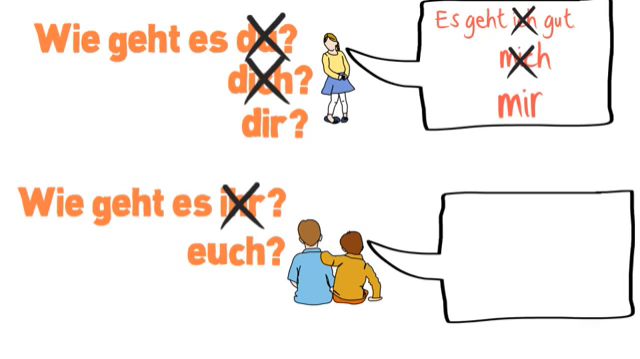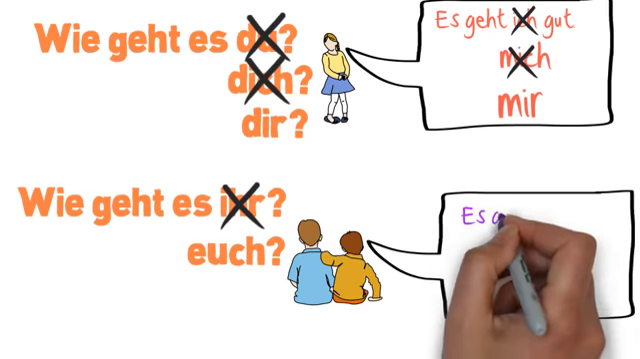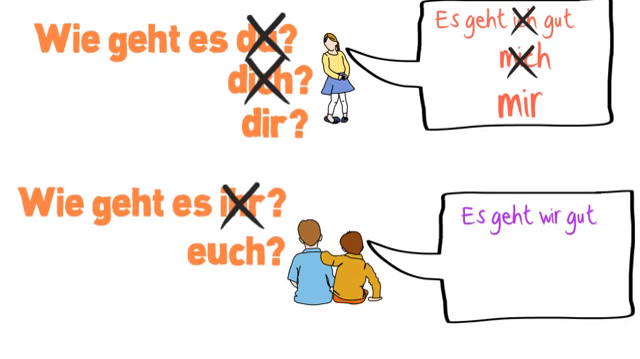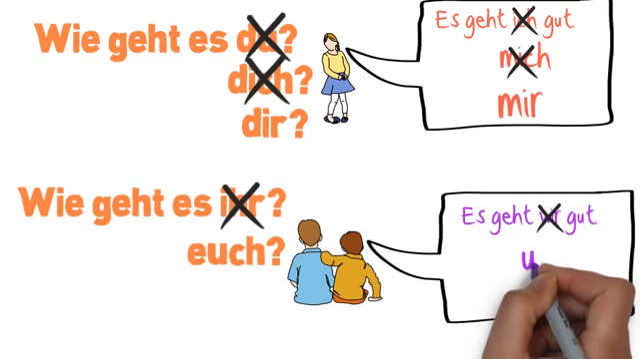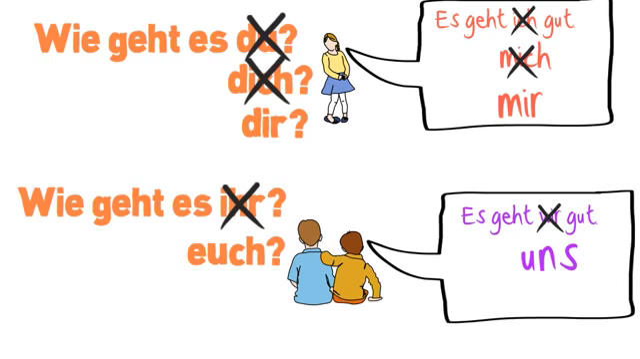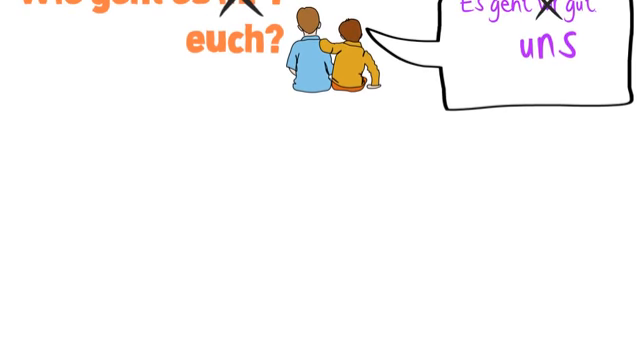And when two people answer for themselves, they wouldn't say, es geht wir gut, because you can't say it's going well we. They'll use the word uns instead. It's going well for us. Again, that dative pronoun implies the concept of to or for that person.